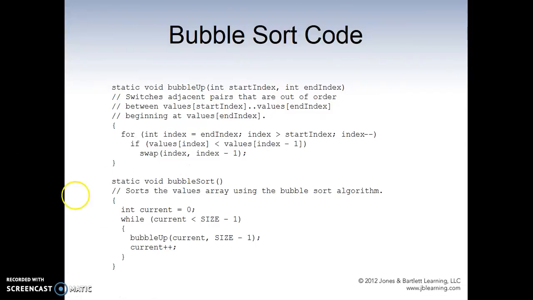BubbleSort, this is a method that just iterates through the whole list, right? Current to size -1. Bubble up is the one that does the actual swap. Bubble up the lowest values up the list. So we just call bubble up and just keep tracking on the current++. Very simple when we write it down.